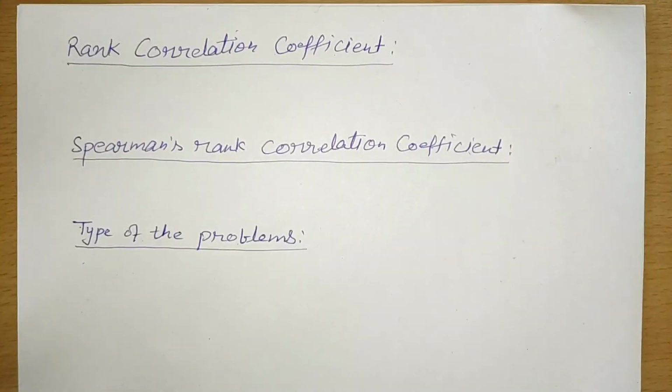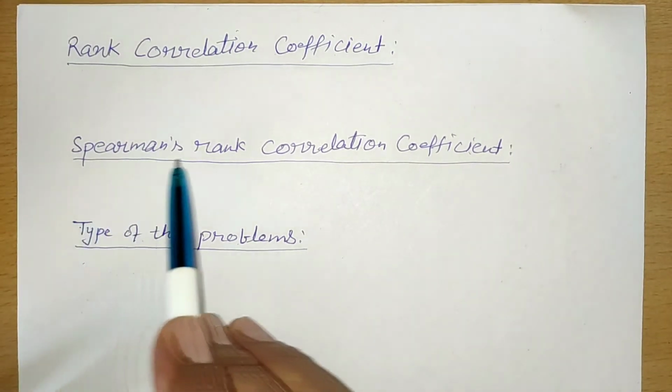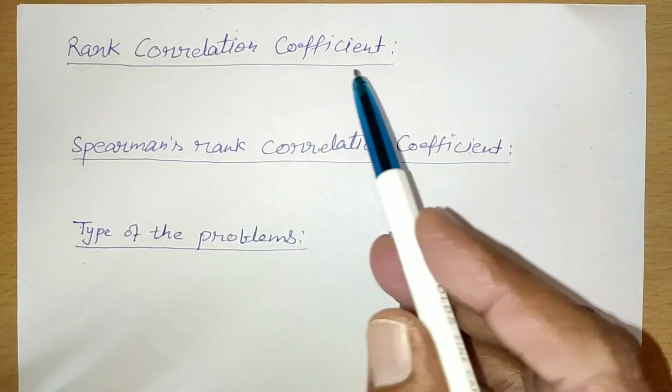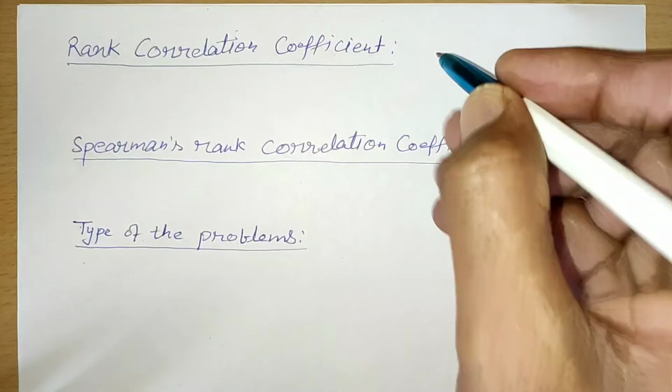Dear students, in the last lecture I discussed the methods of studying correlation. The first method I discussed was the scatter diagram, and after that I discussed Karl Pearson's correlation coefficient. Now I am going to talk about the rank correlation coefficient, which you can measure through Spearman's rank correlation coefficient. So where will you utilize the rank correlation coefficient?